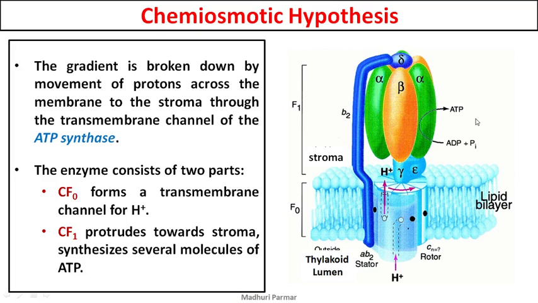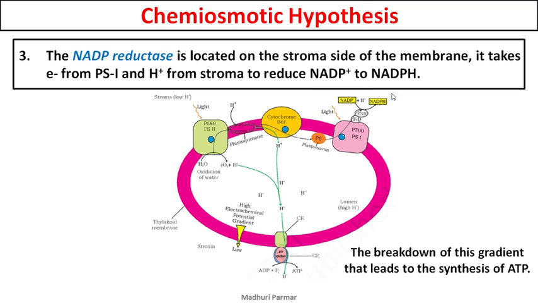Clear? Remember, ATP and NADPH are required for the next phase of photosynthesis, so they are synthesized in the stroma. ATP also is synthesized in the stroma, and we saw that the NADPH is also synthesized in the stroma.